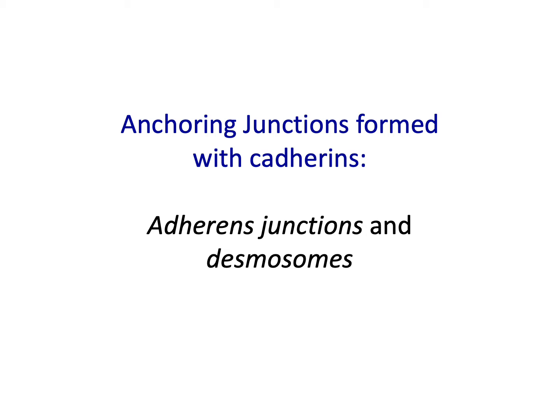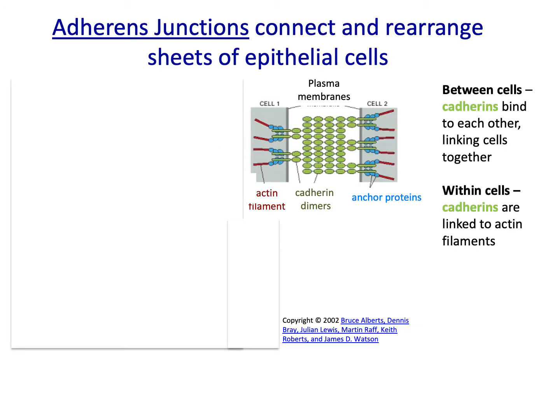There are two types of anchoring junctions that utilize cadherins. They're the adherens junctions and the desmosomes. Adherens junctions connect cells together and can affect the three-dimensional arrangement of sheets of epithelial cells. Between cells, cadherin dimers bind to each other within that intracellular space. The cadherin proteins themselves cross the cell membranes and inside the cell bind to proteins which link them firmly to the actin filaments within the cells.